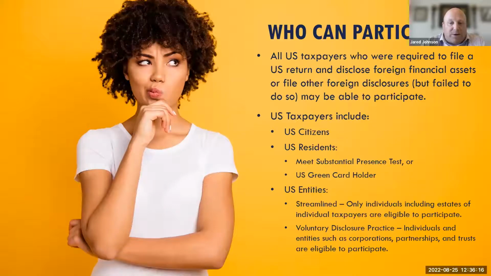I'm going to talk a little bit about who U.S. taxpayers are. U.S. citizens and green card holders, that's pretty clear. What is a resident of the U.S.? That's a permanent resident or green card holder, or you meet the substantial presence test. So what is the substantial presence test? Really quickly, the substantial presence test is how the tax code, or the IRS, determines you meet residency for filing requirements.